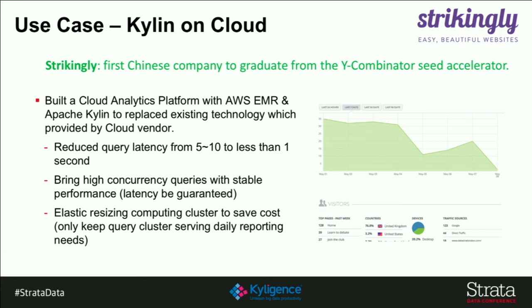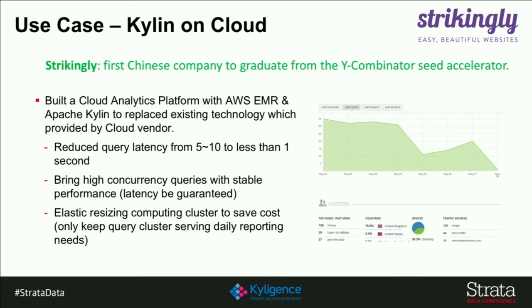What they do is help people create their own website, right? It's a very easy way to pick a template, even for somebody who does not have any technology background, to create a website in minutes. So they wanted to know about their PV, UV, to learn about their user behavior and their product usage, so they had to build something. It looks something like Google Analytics, right? And today, they are building that with AWS EMR and Apache Kylin.